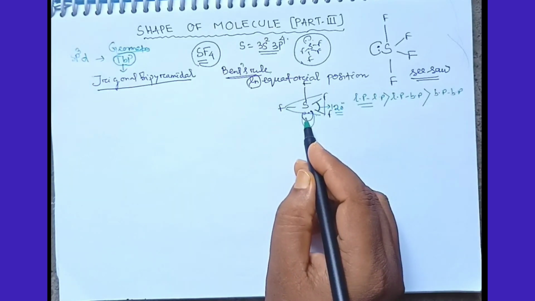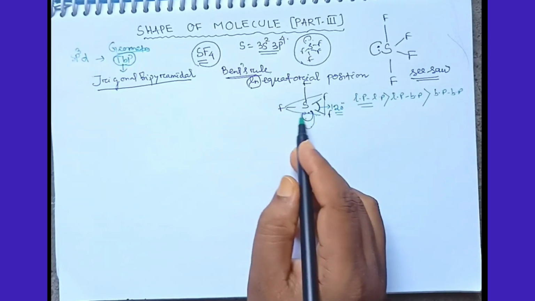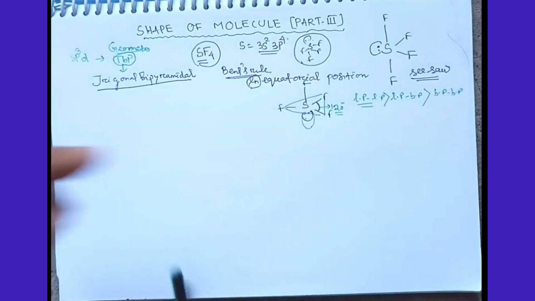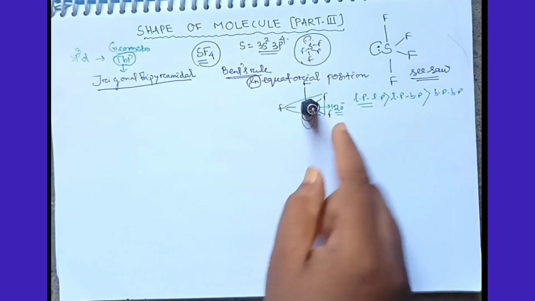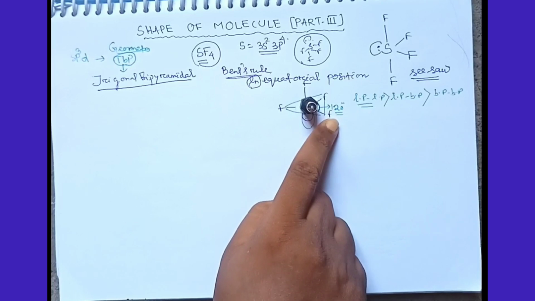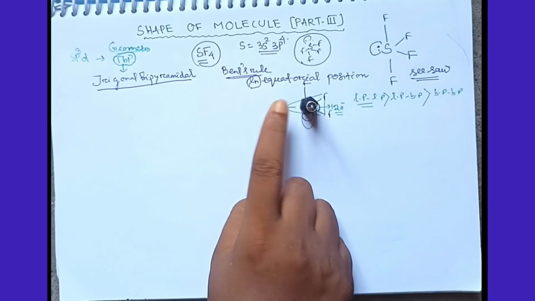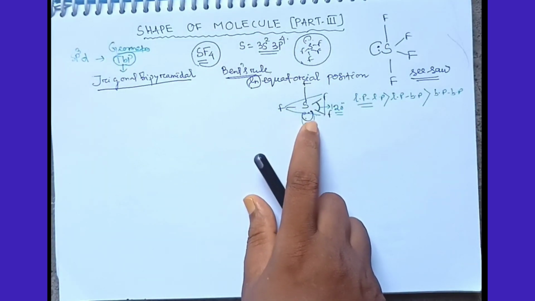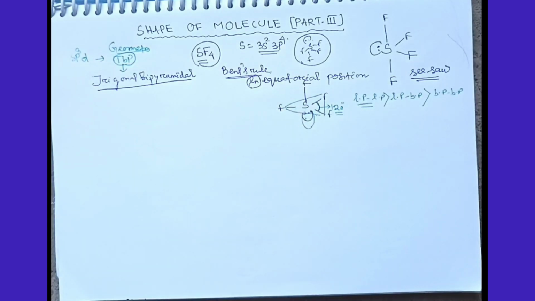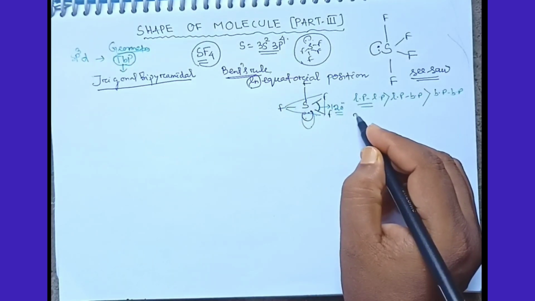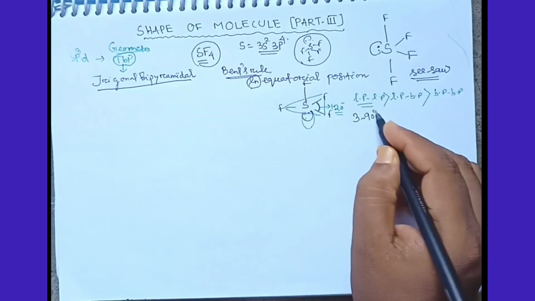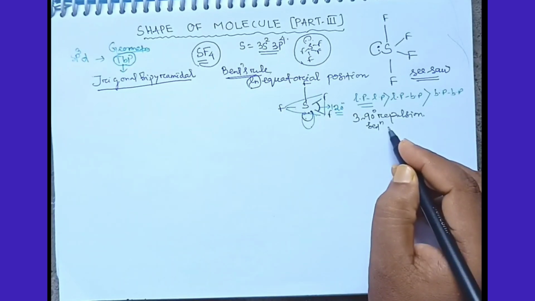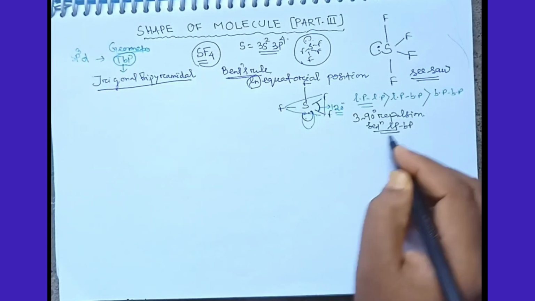But this lone pair makes 90 degree angles, one with this fluorine, one with this fluorine, one with this fluorine. Suppose you think the lone pair is above here. So this fluorine to this fluorine 90 degrees, this fluorine 90 degrees, this fluorine 90 degrees. So due to this lone pair, it makes 90 degree angles with these fluorine atoms. So it will face three 90 degree repulsions between the lone pair and bond pairs.